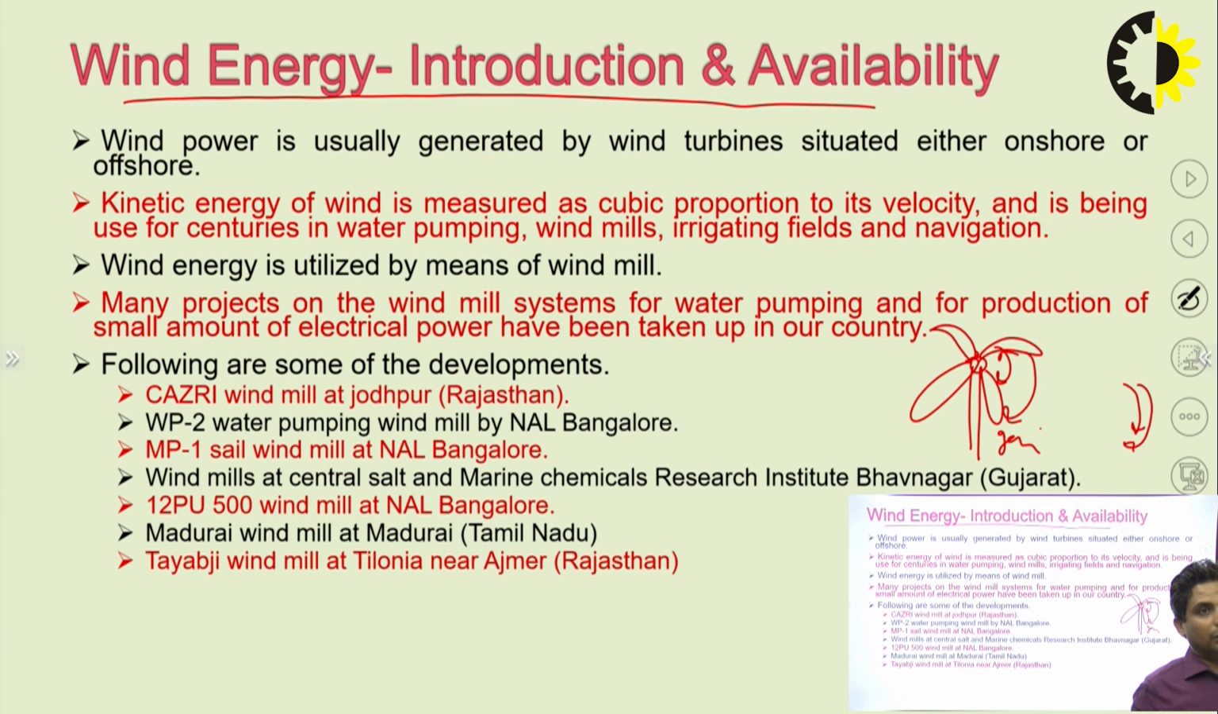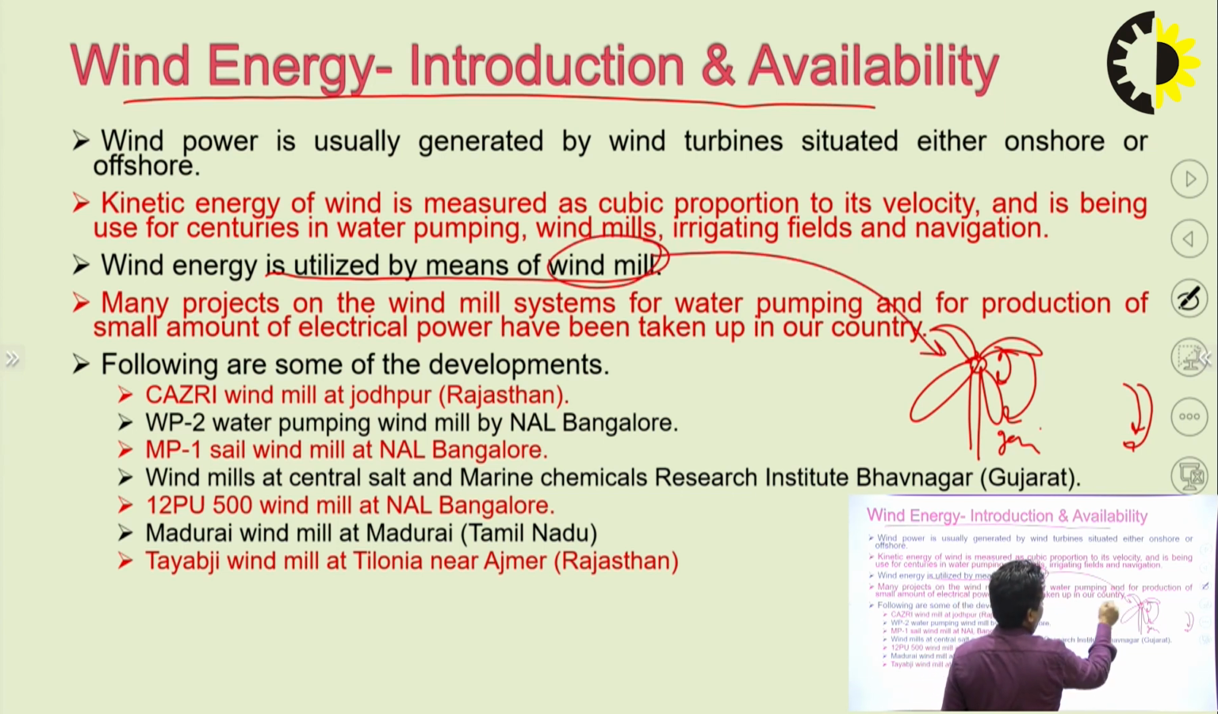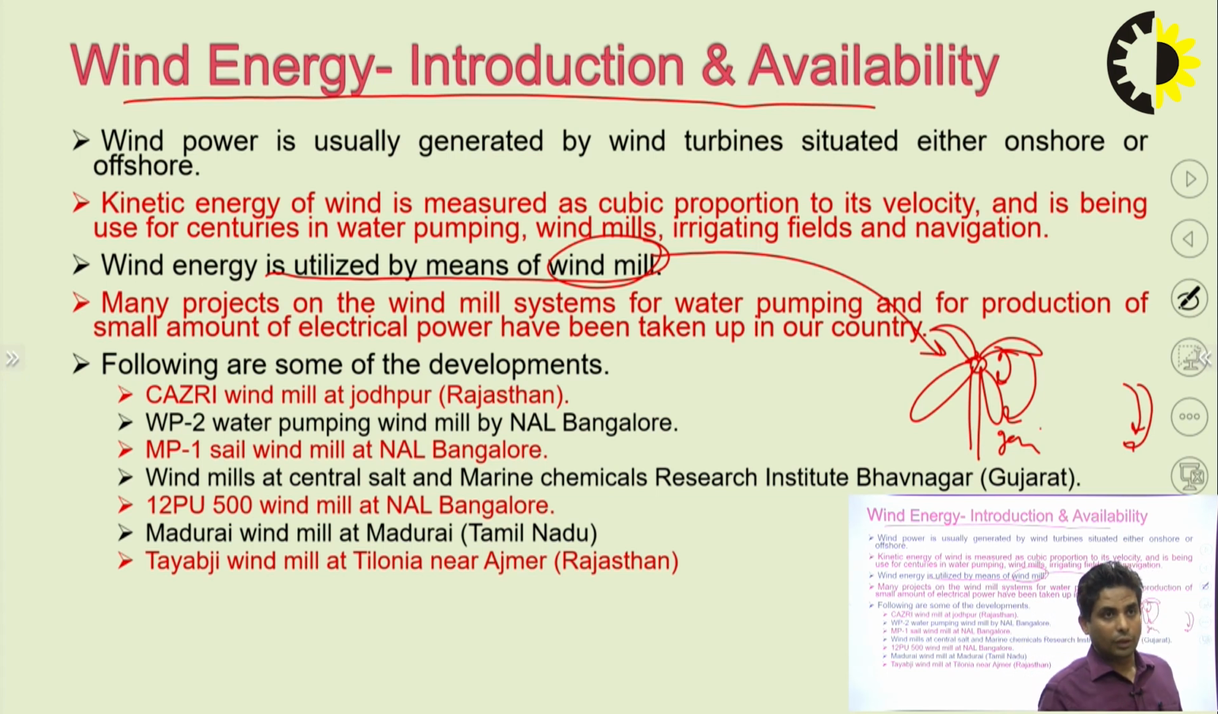Essentially, there are various requirements for this, like water pumping, windmills, irrigation fields, and navigation. There are various applications where we can use wind energy. Wind energy is utilized by means of windmills, which we can install. Many projects on windmill systems for water pumping and for production of small amounts of electrical power have been taken up in our country as well.